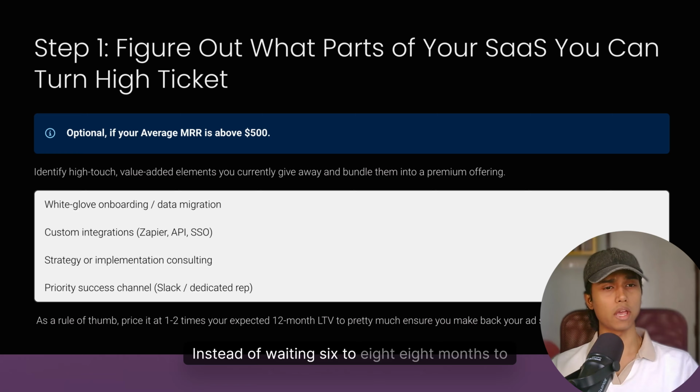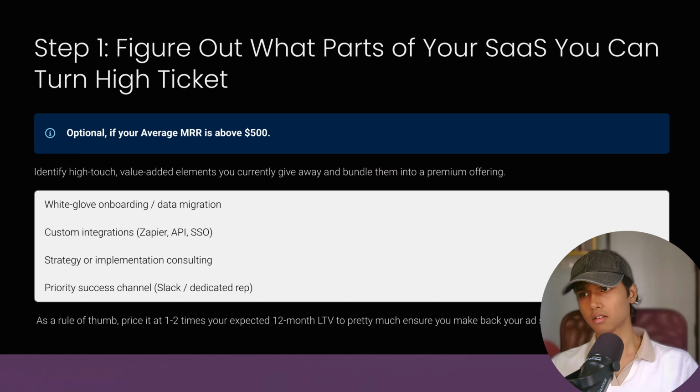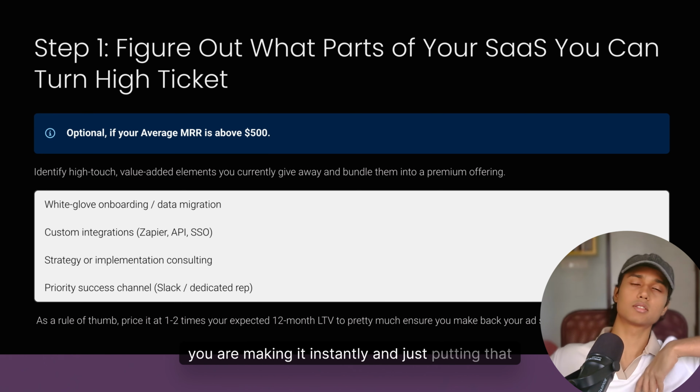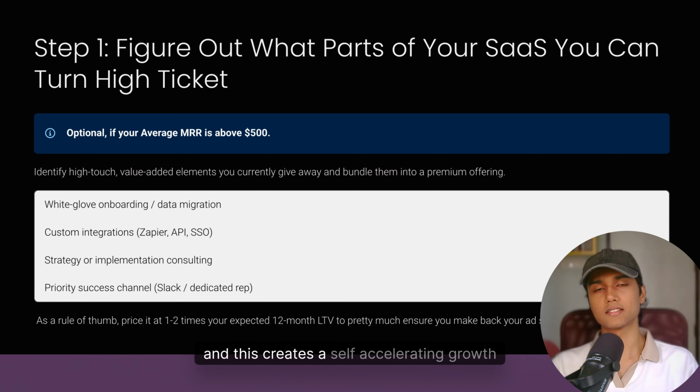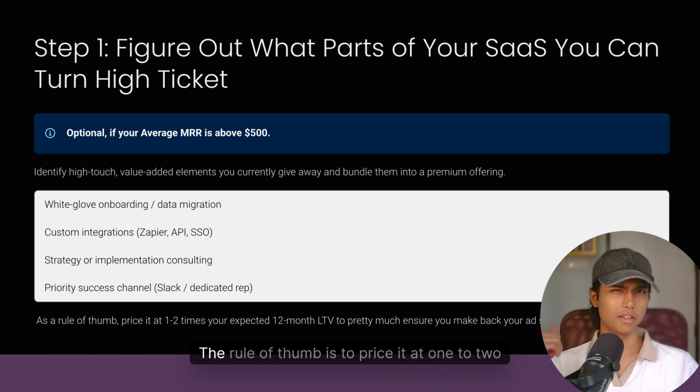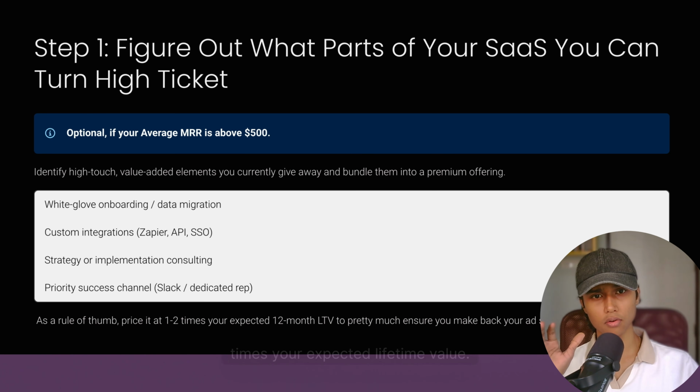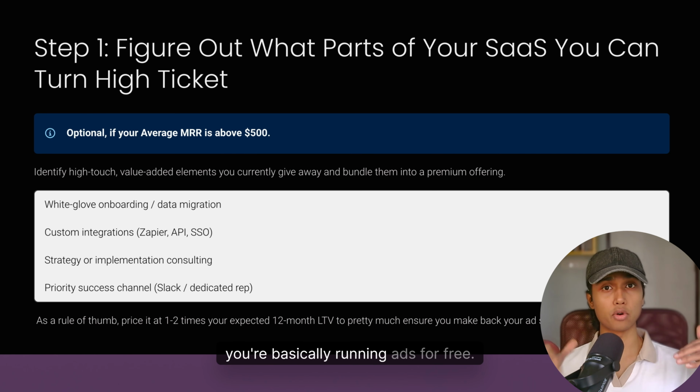Instead of waiting 6 to 8 months to make back your ad spend, you are making it instantly and just putting that again in your ad spend so that you can acquire more users. And this creates a self accelerating growth flywheel. The rule of thumb is to price it at 1 to 2 times your expected lifetime value, because once you do that, you're basically running ads for free.